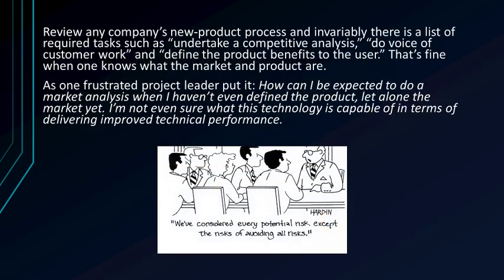Many of the activities required of most companies' new product processes simply don't fit the TD project. Review any company's new product process and invariably there is a list of required tasks such as undertake a competitive analysis, do voice of customer work, and define the product benefits to the user. That's fine when no one knows what the market is, or what the product is. But how does one undertake such mandatory activities when the market is unknown and the project not even defined?